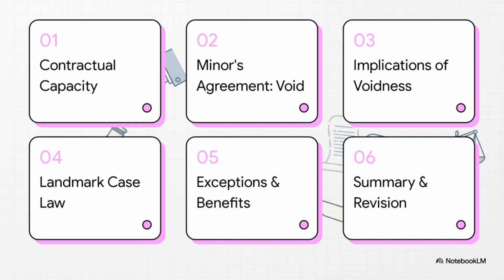We will begin with the foundations of contractual capacity. We will then establish the core doctrine that a minor's agreement is absolutely void and explore its implications. Following this, we will analyze landmark case law. We then examine the crucial exceptions before concluding with a summary designed for effective exam revision.